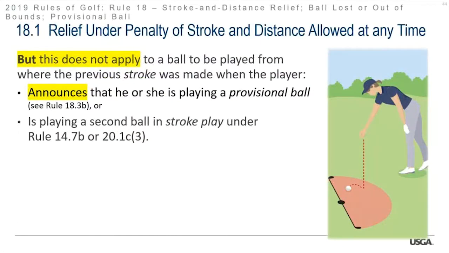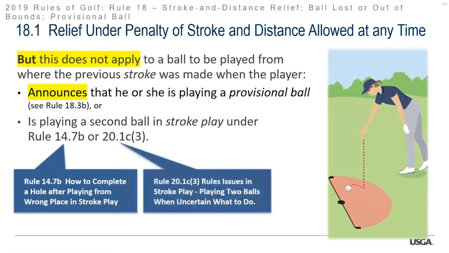Okay? This rule does not apply to a ball being played from where the previous stroke was made when a player announces a provisional. So when you announce that there's a provisional and you drop it, that provisional can still be played, even if we find the original ball. So that's what this rule is saying.